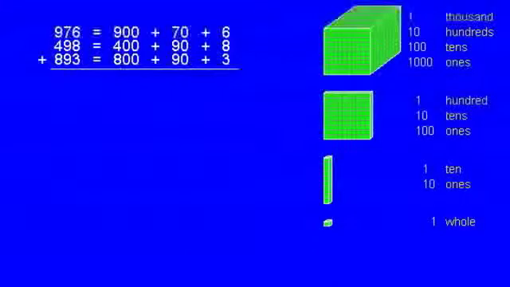Another alternative method is with expanded notation. In expanded notation, 976 can be represented as 900 plus 70 plus 6. And again, we add each unit separately. So in the ones, 8 and 6 are 14, plus 3 is 17. In the tens, 9 and 9 is 18, plus 7 is 25. Since it's tens, we add a 0.